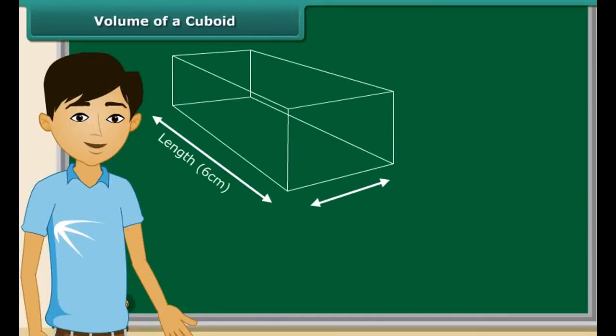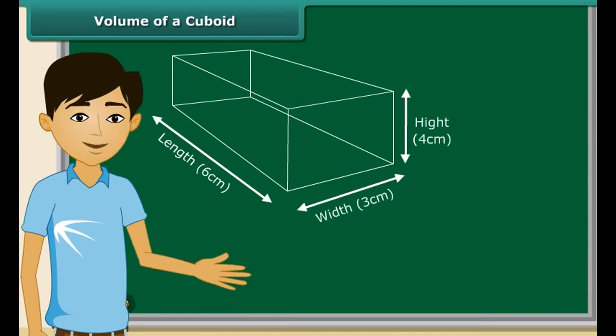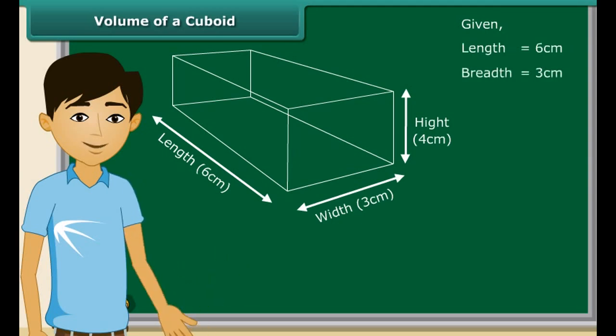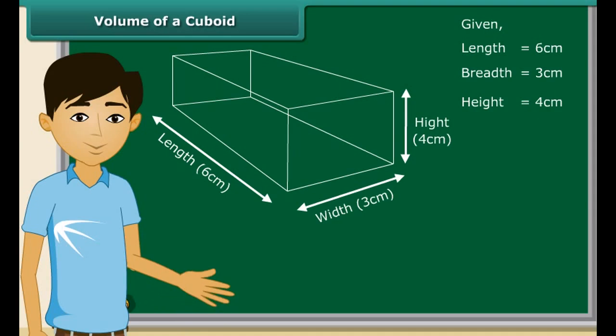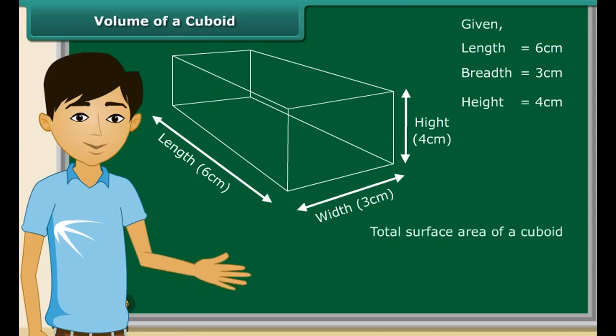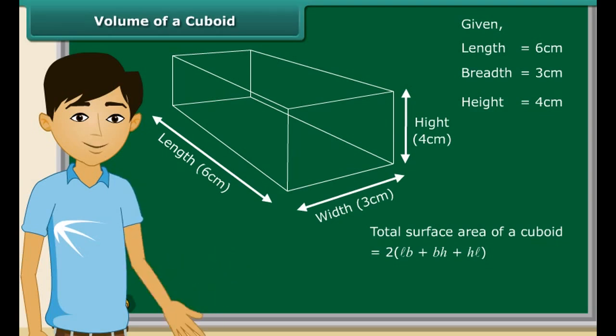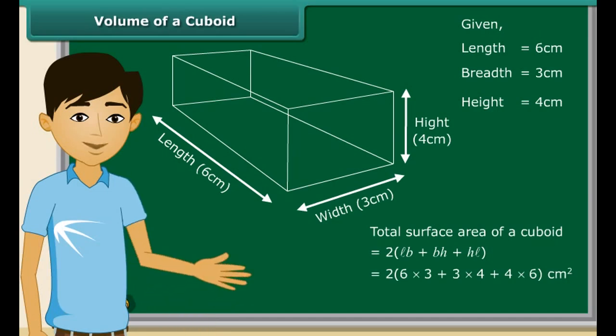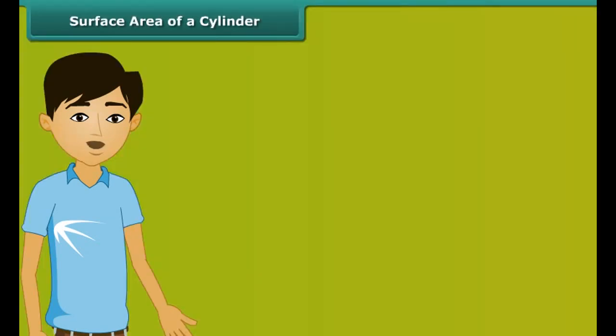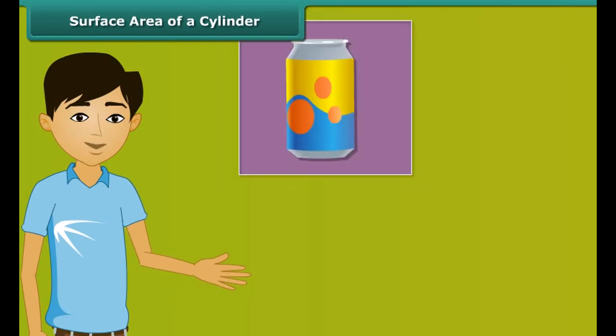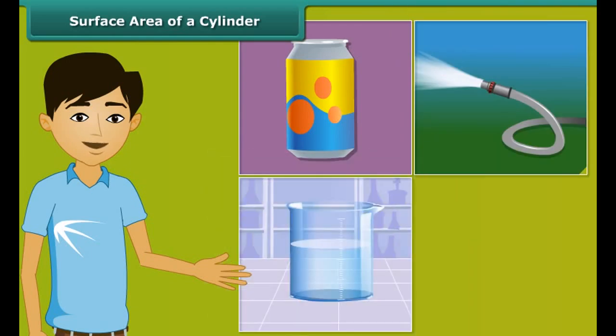Alright, let us take an example. You are seeing this cuboid which has length equals to 6 centimeters, breadth equals to 3 centimeters, and height equals to 4 centimeters. Calculation of its surface area is not difficult at all because now we know its formula. Now we substitute all the values here, and this gives us surface area of this cuboid, which is equal to 108 square centimeters.